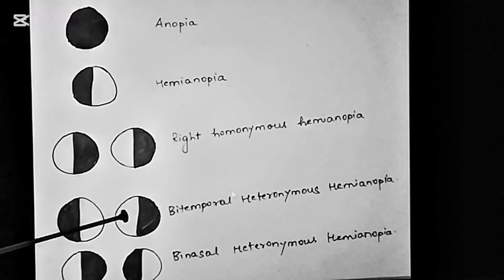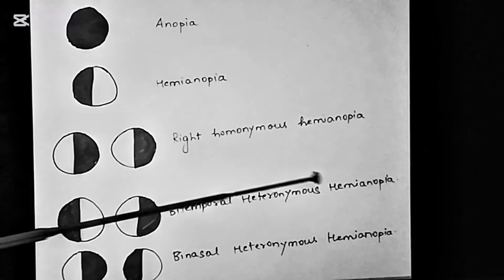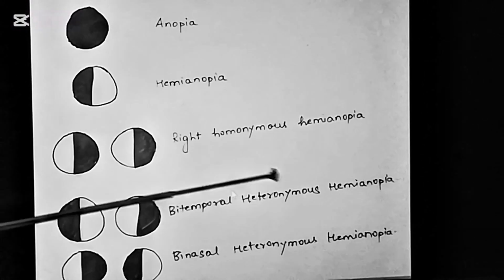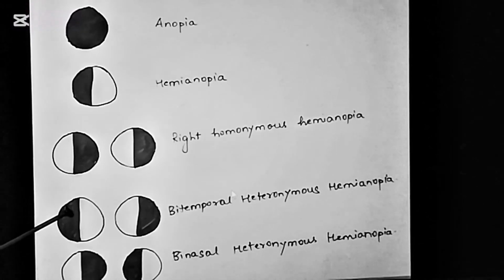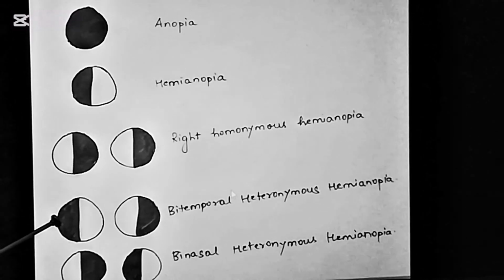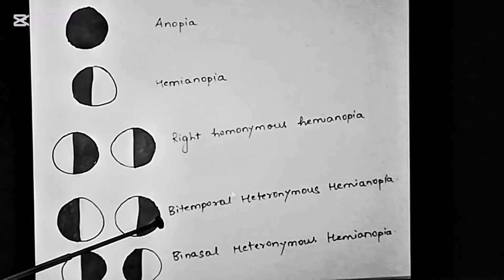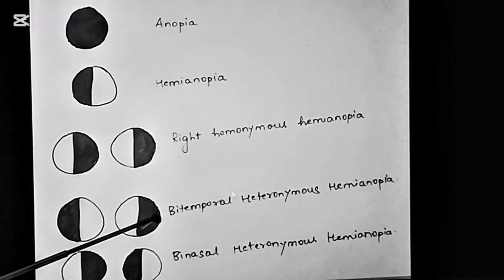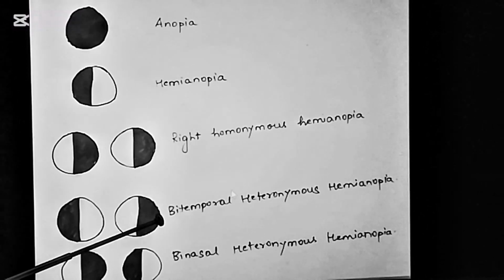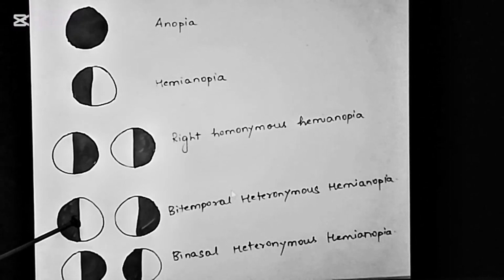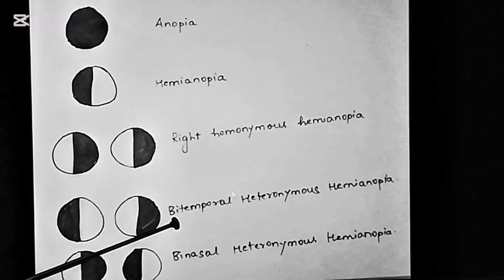Now see in this picture we have bitemporal heteronymous hemianopia. Now the new word is there, heteronymous. Why heteronymous? Because here you can see that this is the left side of the visual field which is defected and this is the right side of the visual field which is defected. So now there is no homonymous, rather heteronymous. So we label it as bitemporal loss of half vision or bitemporal heteronymous hemianopia.